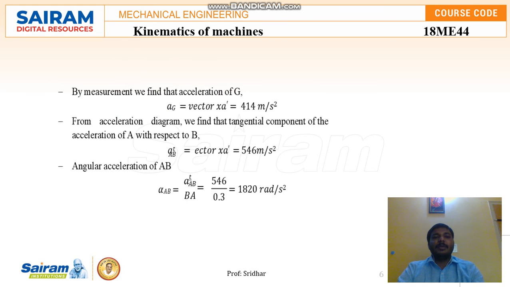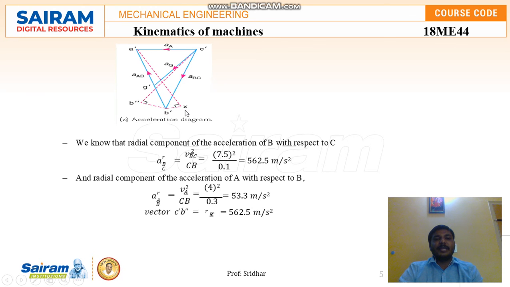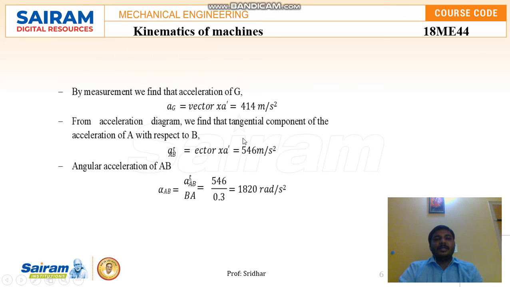Now by measurement we find the acceleration of G, that is from A to G, the vector xA, is 414 meters per second squared. From the acceleration diagram we find the tangential component, that is the acceleration of A with respect to B, which will be the vector x into A. We can see this x into A dash, whose value is 414, and x into A is 546, which is the tangential component of acceleration of A with respect to B.